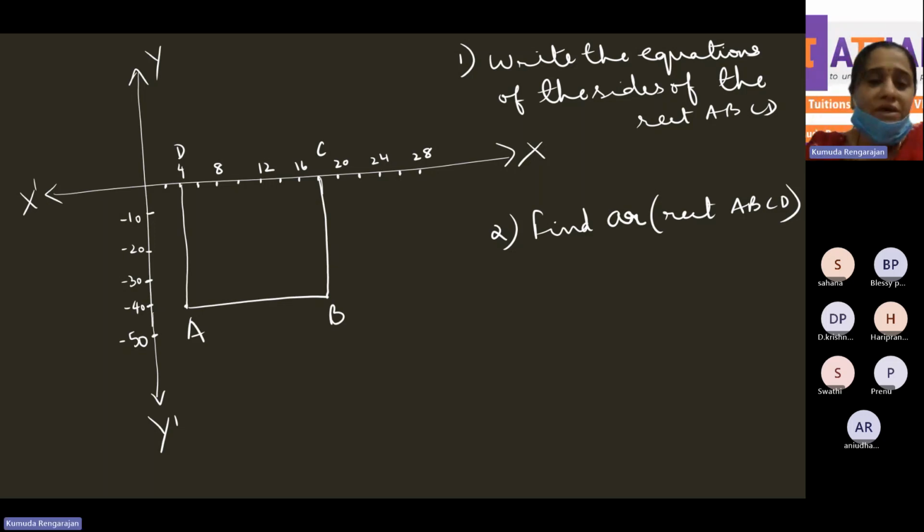Yeah. Now, Aniruddhan, please tell me the equation of the side AB. ABCD is a rectangle. Look at the graph. You have to write the equations of the sides AB, BC, CD, and AD. Now, just before we discussed how to write equations of lines parallel to the X and Y axis, right? Yes, ma'am. Did you understand them clearly? I didn't, ma'am.